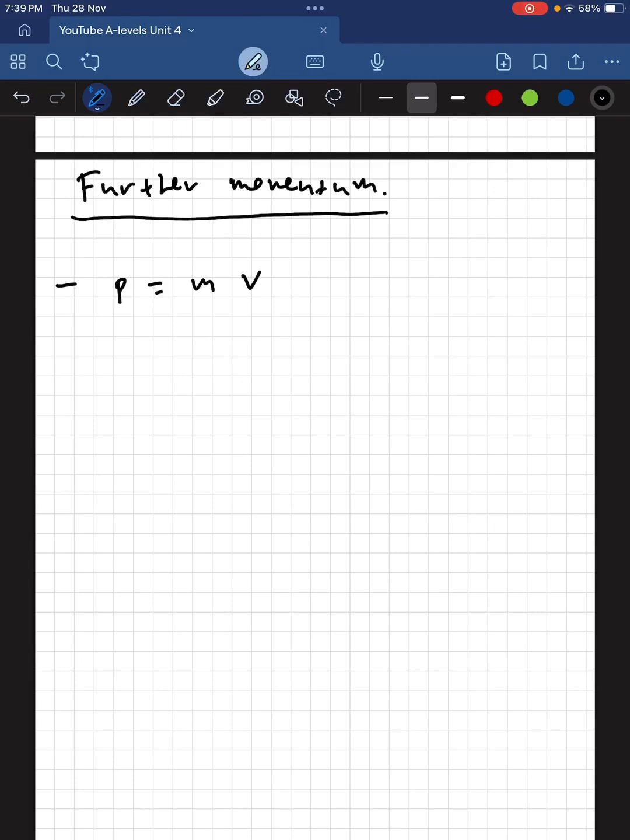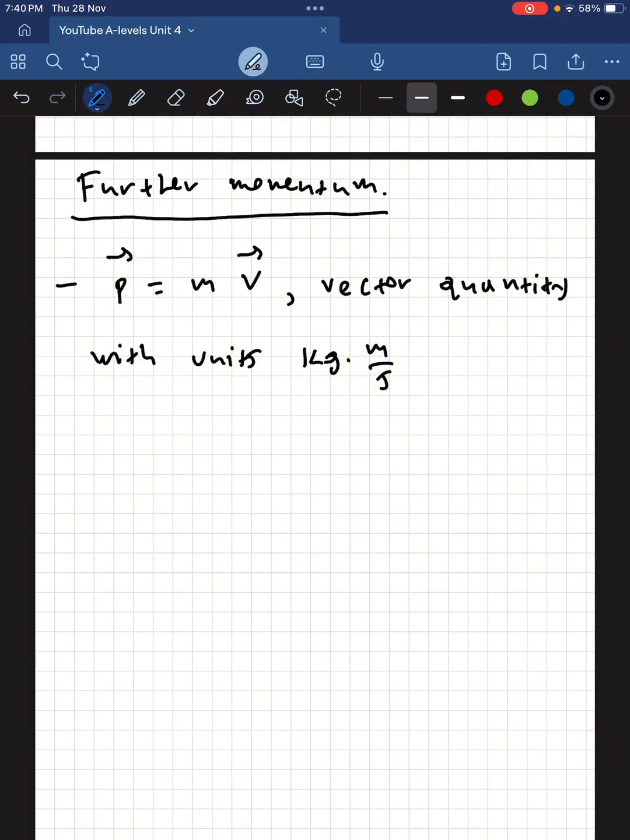For the time being, maybe I'm going to drop it in the next videos, but for now, let's put these little hats on top of the letters p and v to denote that these are vector quantities. So momentum is a vector quantity with units kilogram times meter per second. It doesn't have a special name, it's just kilograms times meters per second.